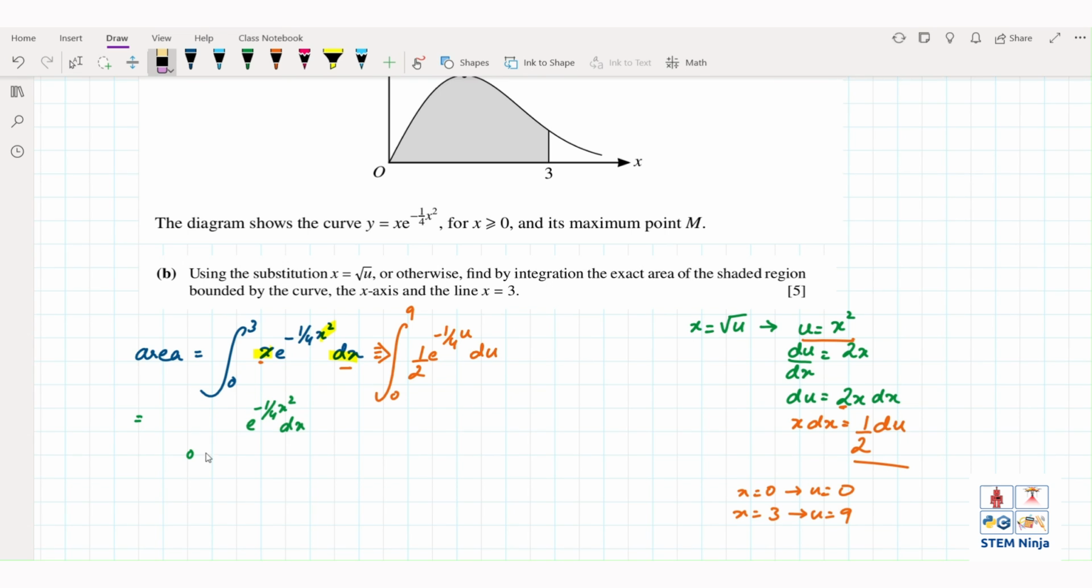Like this was an alternate way. We don't need this anymore. Okay. So we are solving this orange one now. So 1 over 2 stays as it is. The integral of this would have e raised to power minus 1 over 4 u as it is. However, we need to divide by the derivative of the power, which would be minus 1 over 4 also, from limit 0 to 9.